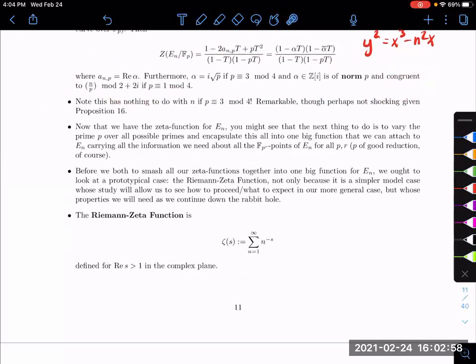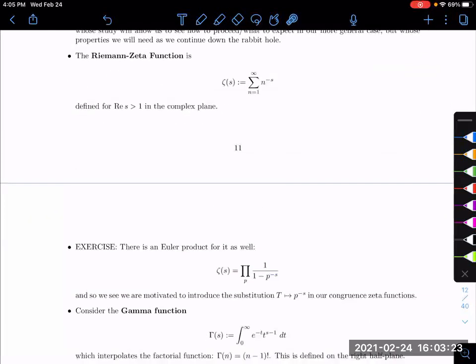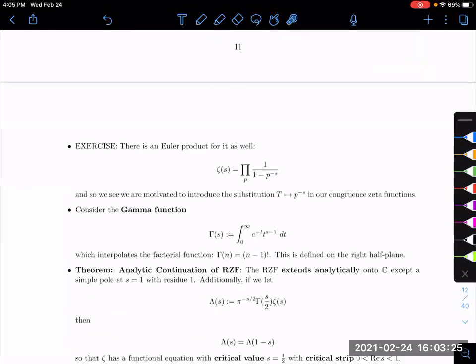Then we began to wonder, is there a way to take all of these zeta functions? The problem with the zeta functions is they really only encompass information about solutions over F_p^r, where p is a fixed prime. Is there a way to build one function that tells us everything we need to know about all of the solutions over all finite fields for our elliptic curve? And the model case we looked at was the Riemann zeta function.